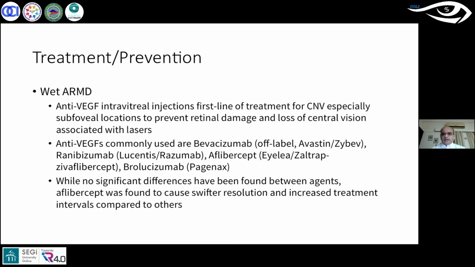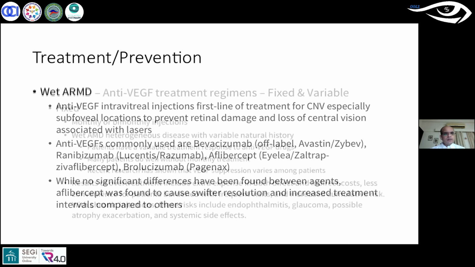Now, while no significant differences have been found between the agents across multiple pivotal trials, aflibercept was found to cause swifter resolution because, in addition to VEGF suppression, it also has platelet-derived growth factor inhibition, and as a result, also has increased treatment intervals compared to others. So, in terms of economic sensitivity, this would be better because you're not really looking at monthly injections, even if you're following a continuous plan, and you're looking at bi-monthly injections after the initial loading period.